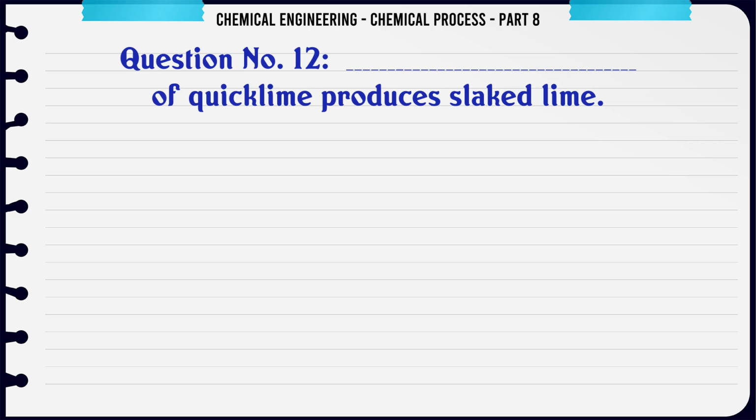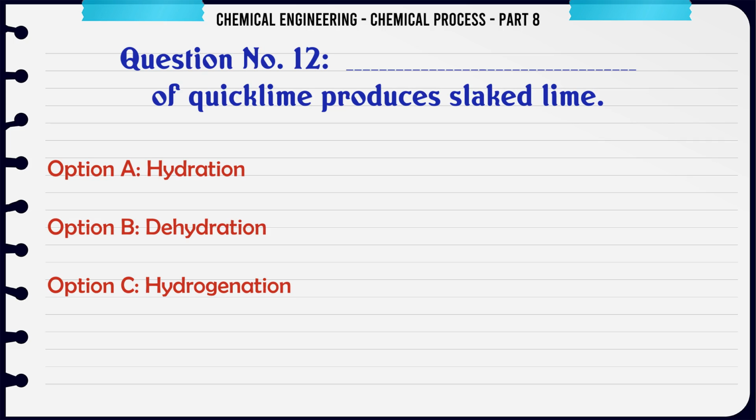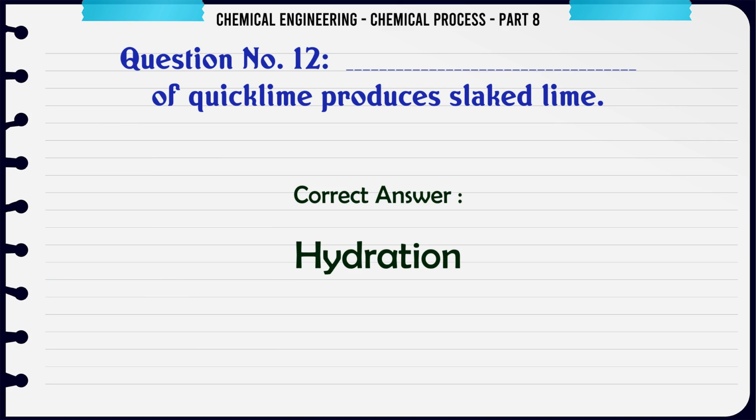Hydration of quicklime produces slaked lime. A. hydration, B. dehydration, C. hydrogenation, D. none of these. The correct answer is hydration.